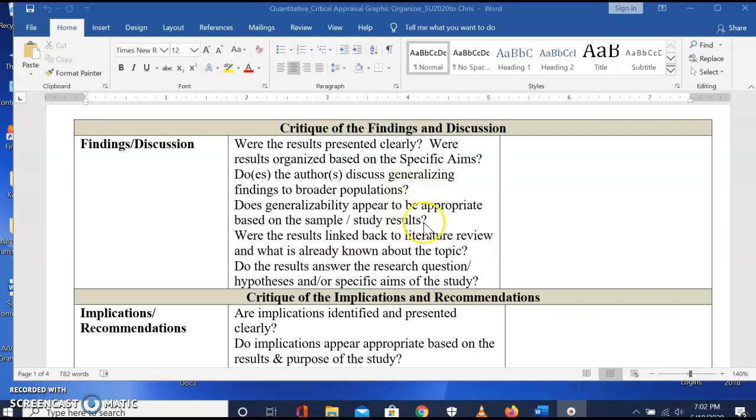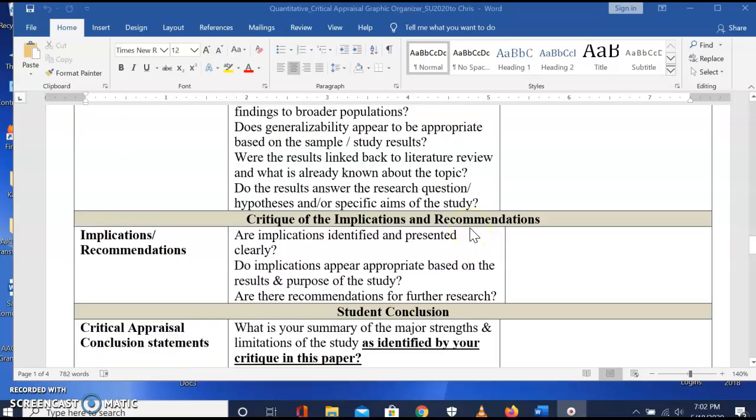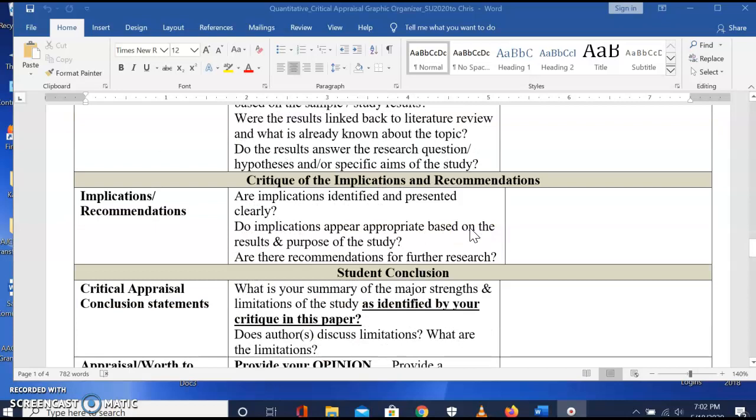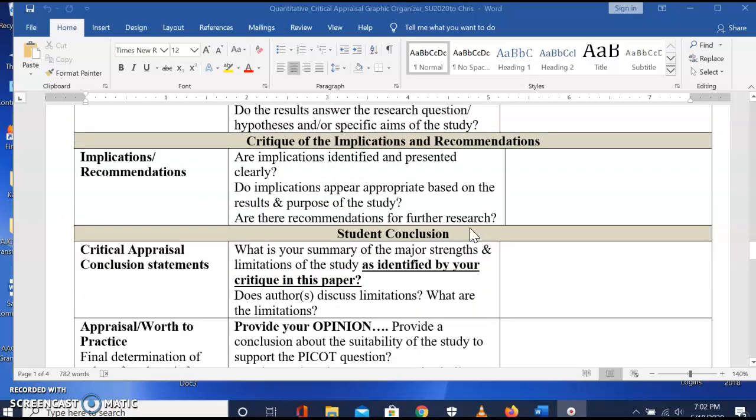Do the authors talk about that? Generalizability is why we need a large sample size in a quantitative type study. We're also looking at the critique of implications and recommendations, and do the implications appear appropriate based on the results and the purpose of the study.